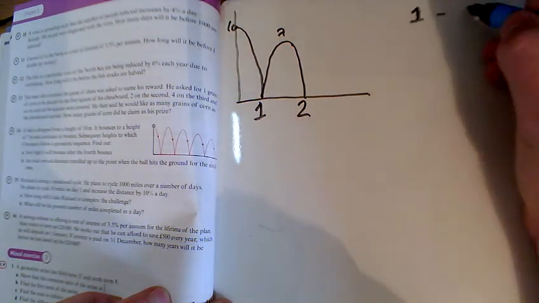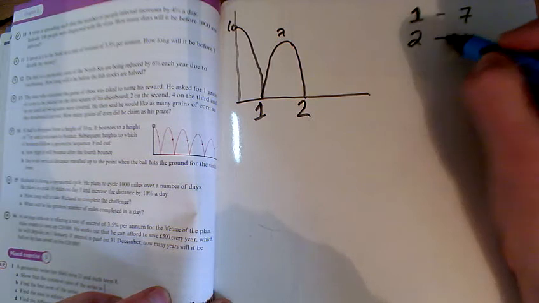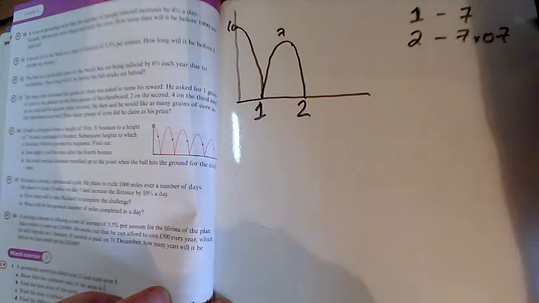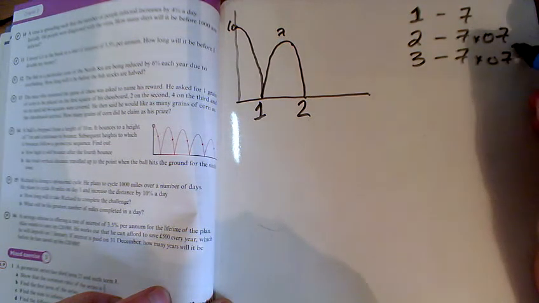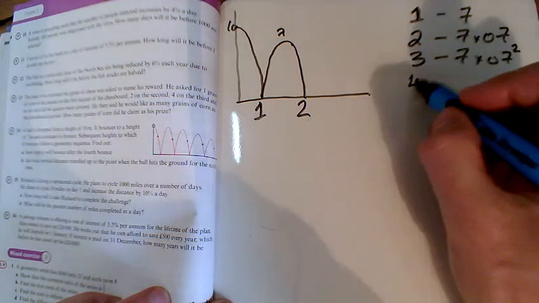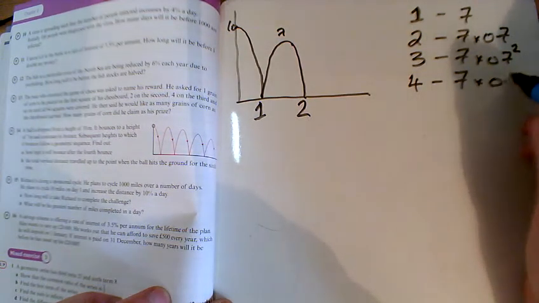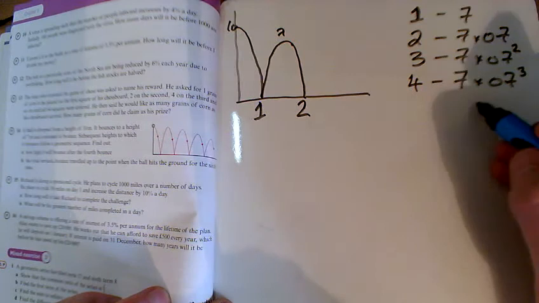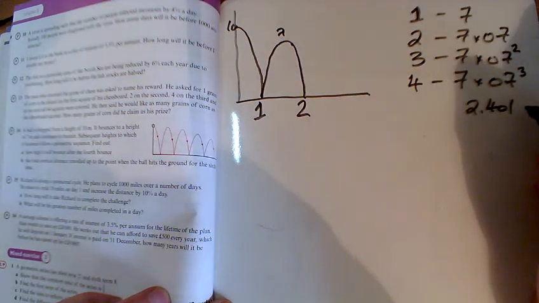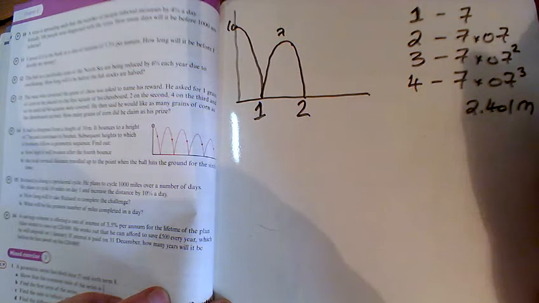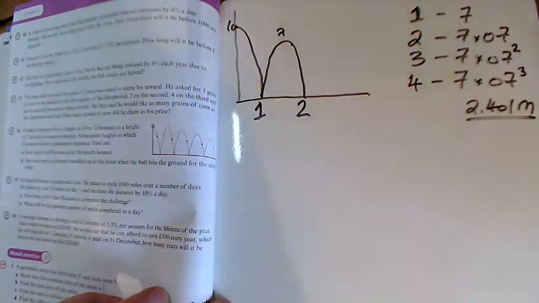So let's think about this. After bounce one, it's at 7 meters. After bounce two, it's at 7 times 0.7. After bounce three, it's 7 times 0.7 squared. And after bounce four, this is the one we want, 7 times 0.7 cubed. Tapping that in gives me 2.401 meters. Might say centimeters on yours. So that's how high it is after the fourth bounce.